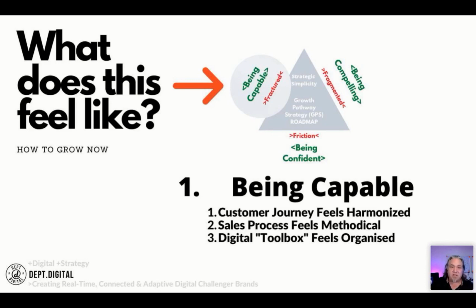Well, number one, the customer journey feels harmonized. The story's there. We understand the steps that our customer needs to go through. Number two, our sales process feels methodical. We have a sales process in a lot of cases. In a lot of cases, we don't, and that's what causes the frustration. We also have a digital toolbox that feels organized, that feels good.